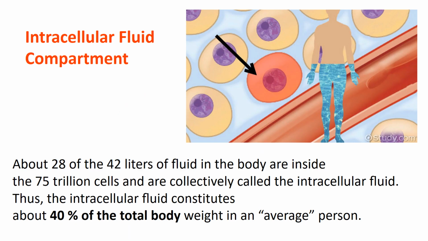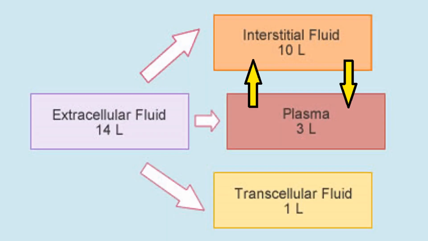Intracellular fluid compartment. About 28 of the 42 liters of fluid in the body are inside the 75 trillion cells and are collectively called the intracellular fluid. Thus, the intracellular fluid constitutes about 40% of the total body weight in an average person. The fluid of each cell contains its individual mixture of different constituents, but the concentrations of these substances are similar from one cell to another. In fact, the composition of cell fluids is remarkably similar even in different animals, ranging from the most primitive microorganisms to humans. For this reason, the intracellular fluid of all the different cells together is considered to be one large fluid compartment.